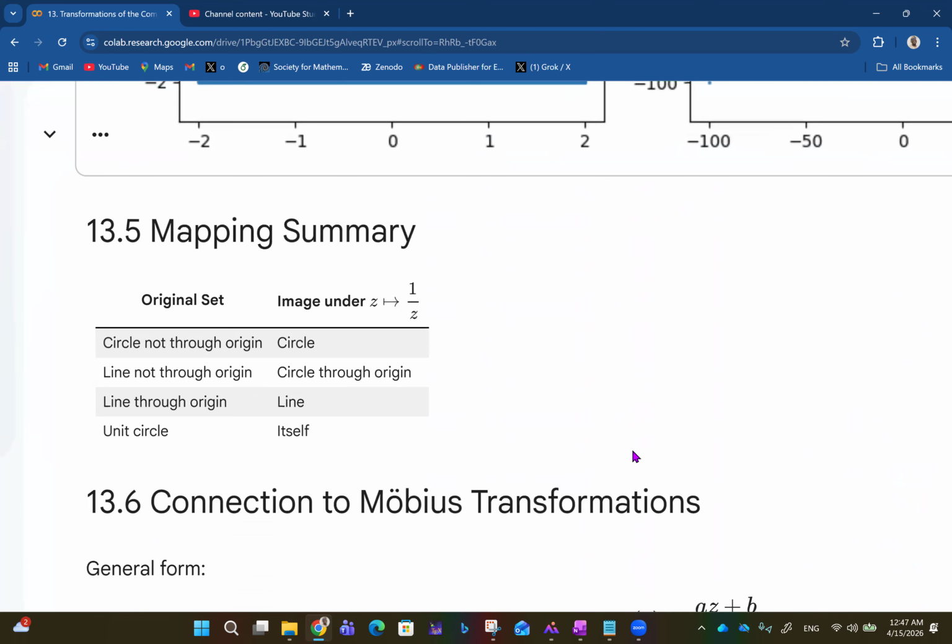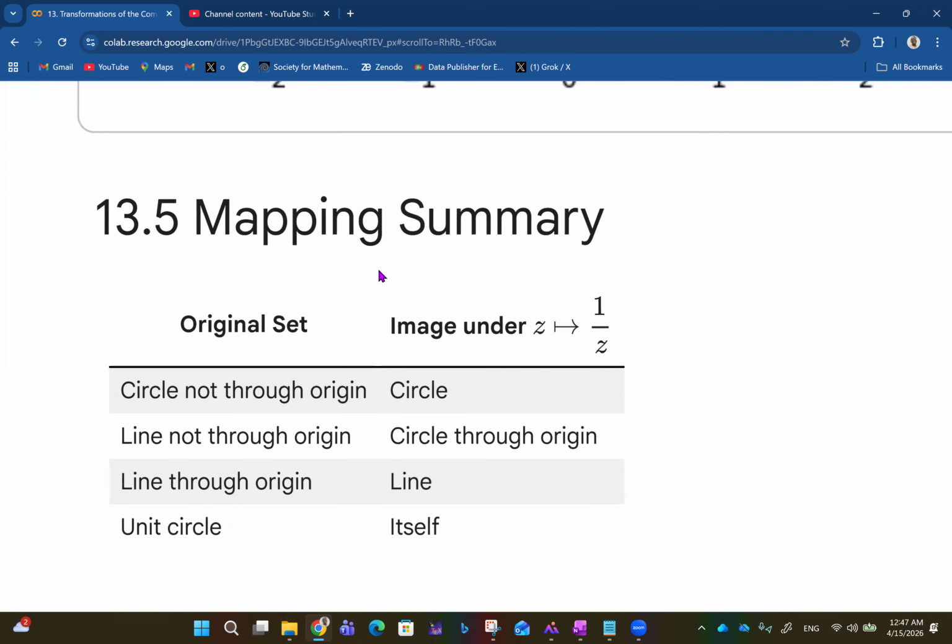So in summary now, imagine we have the original set. A circle not through the origin is mapped to a circle. A line not through the origin is mapped to a circle through the origin. A line through the origin is mapped to a line. The unit circle is mapped to itself. That was what we saw the other time: for absolute value of z equals 1, the inverse is absolute value of 1 over z equals 1. So that's 1 over modulus z equals 1. So it will be mapped to itself like that, because at the end of the day, 1 will still be equal to the absolute value of z, basically.